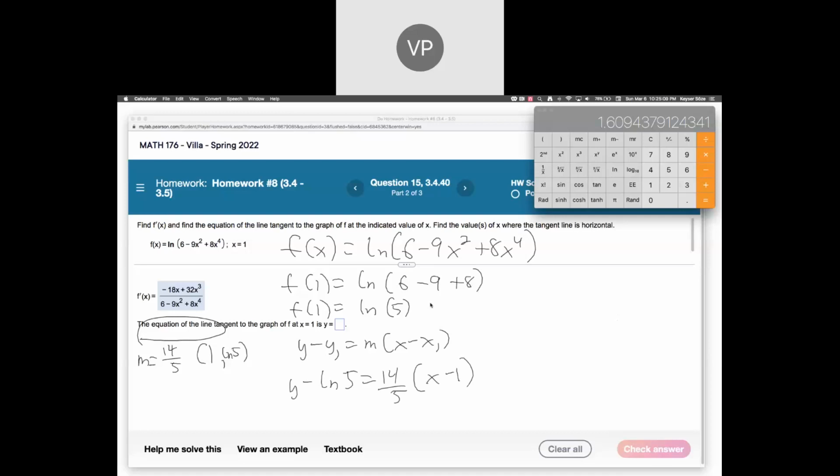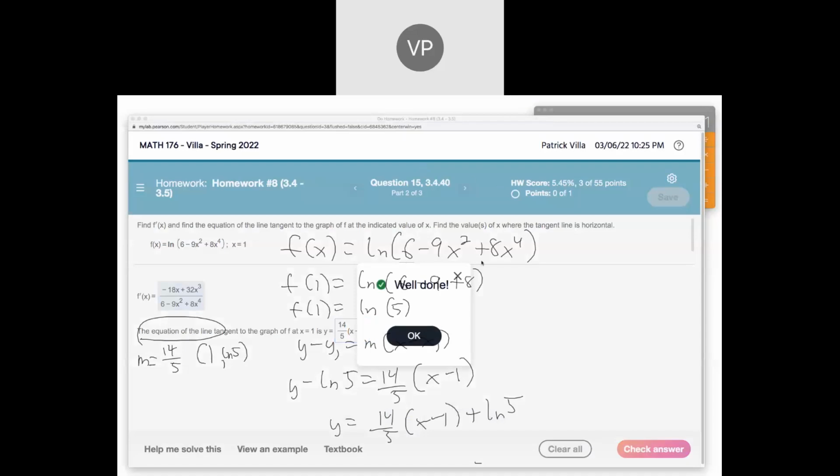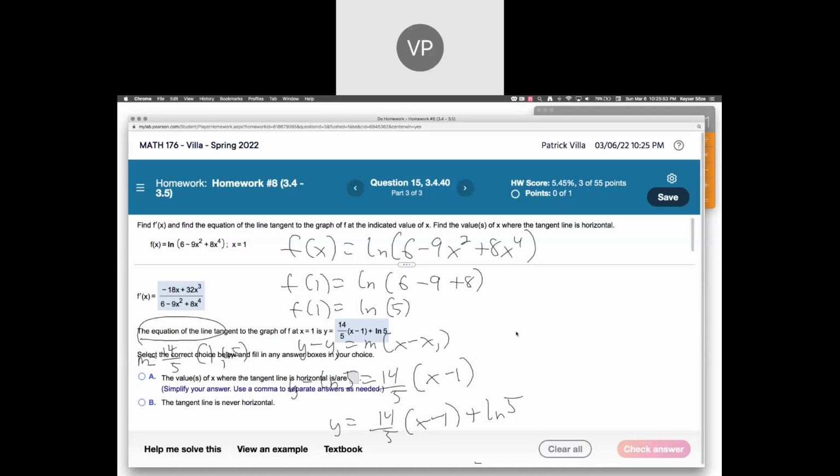Okay, now this is my equation. All I have to do is just move this over a little bit. And we should have our answer right there. Okay, and that's what I'm going to plug in to this. So y equals 14/5 parenthesis x minus 1 plus natural log of 5. Okay? And we get a nice well done here. So let me clear this off and see if you can make sure you're clear on that one.